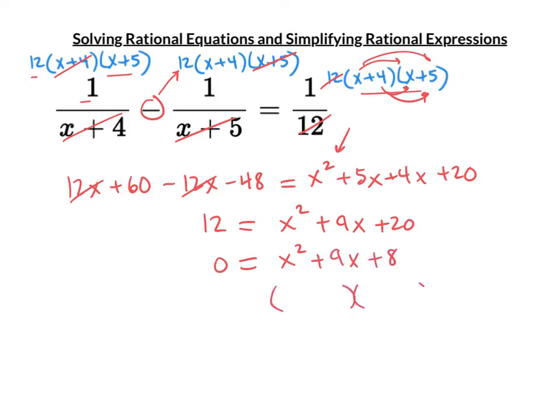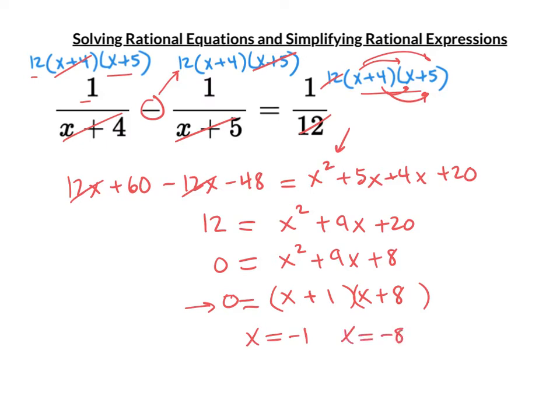And this factors. Factors of 8 that add to 9 are 1 and 8. So x plus 1 times x plus 8. And the solutions are what you plug in that makes 0, because 0 times anything creates that 0. X equal negative 1 will be a solution, and x equal negative 8 will be a solution.